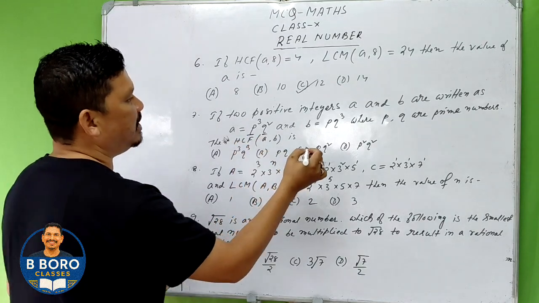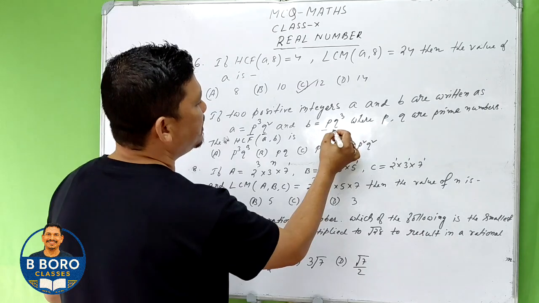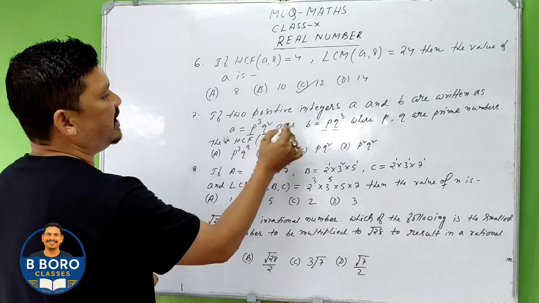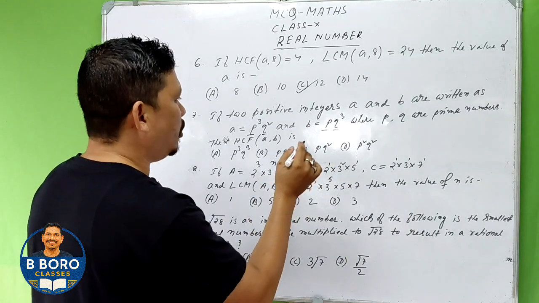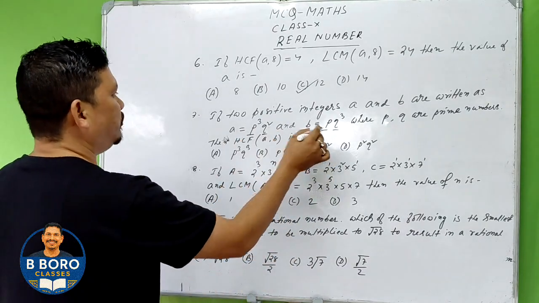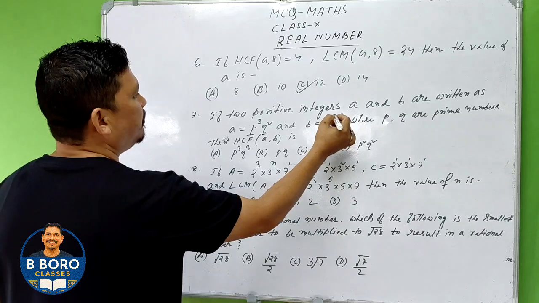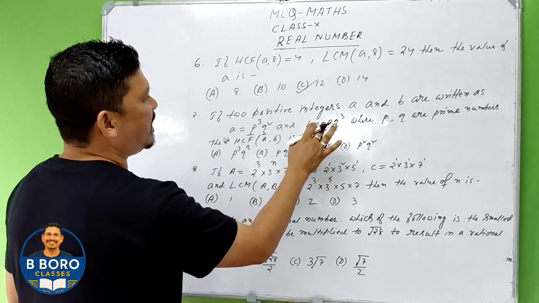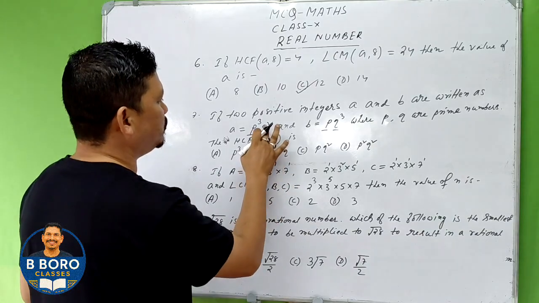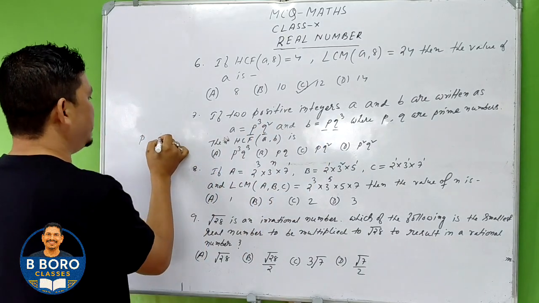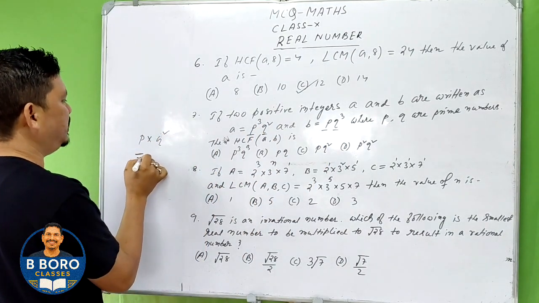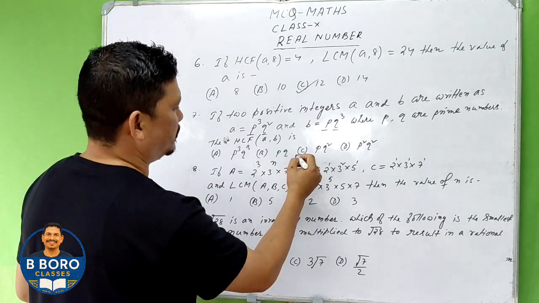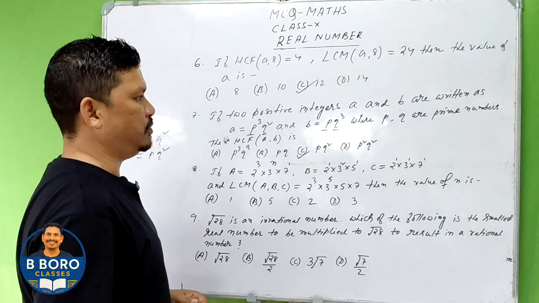The factors of a are p and q. Similarly, the factors of b are p and q. The power of p in a is 3, and in b it is 1. So the common factor with lowest power is p cube and p, so p with power 1. And for common factor q square and q cube, q square is lowest. So their product is p q square. So our correct option is option C, that is p q square.